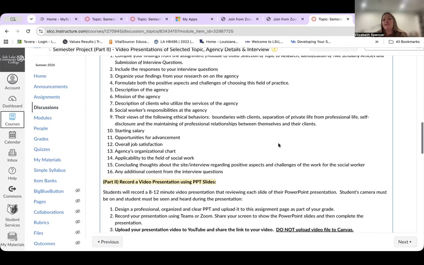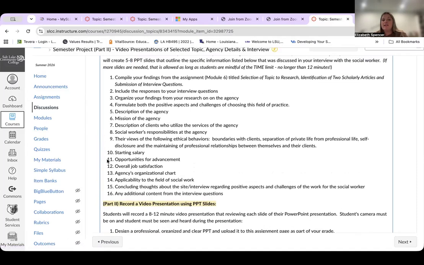Now, you don't necessarily have to have a slide for every single point. So let's say you could put the description of the agency, the mission of the agency, and the description of the clients who utilize the services all on one slide. So probably around 8 slides is going to be enough. A little more is fine if you want it. A little less is okay too.